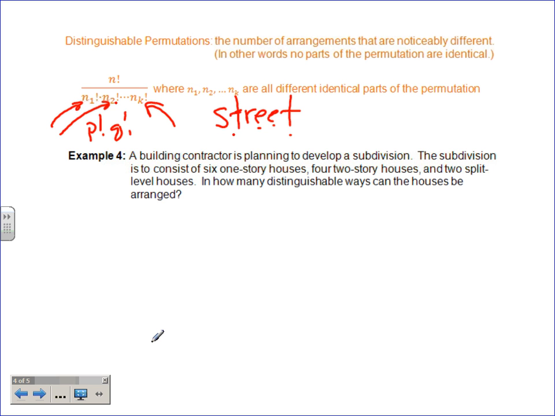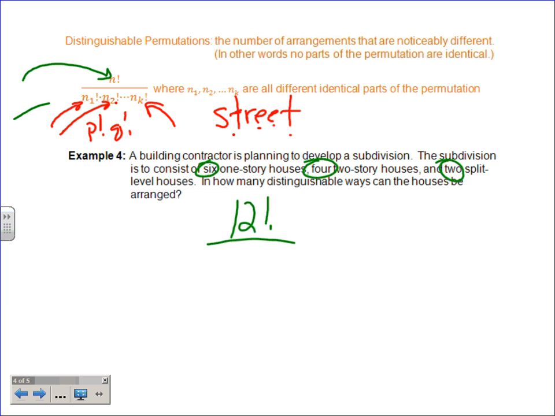Well, how many ways? Let's just figure out how many houses we're talking about. So we got 6, 4, and 2, right? So let's face it, the first thing we would do is say, well, there's 12 of them. Let's find out how many ways I can jumble them up, right? Let's just figure that out. 12 factorial, that would be your top. That's what this is. How many ways can I jumble them up?